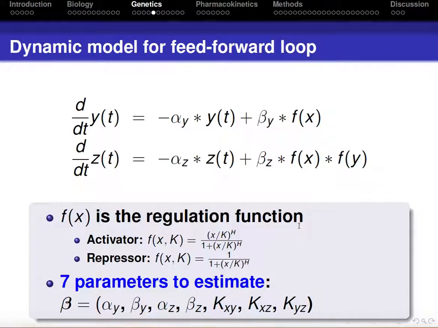Here, Y(t) and Z(t) are the expression of gene Y and gene Z. And here, f(x) is the regulation function. So it will be either an increasing function of x or a decreasing function of x. If x is an activator, then f is an increasing function of x. If x is a repressor, then the regulation function f is a decreasing function of x. So we have 7 parameters to estimate based on this model.